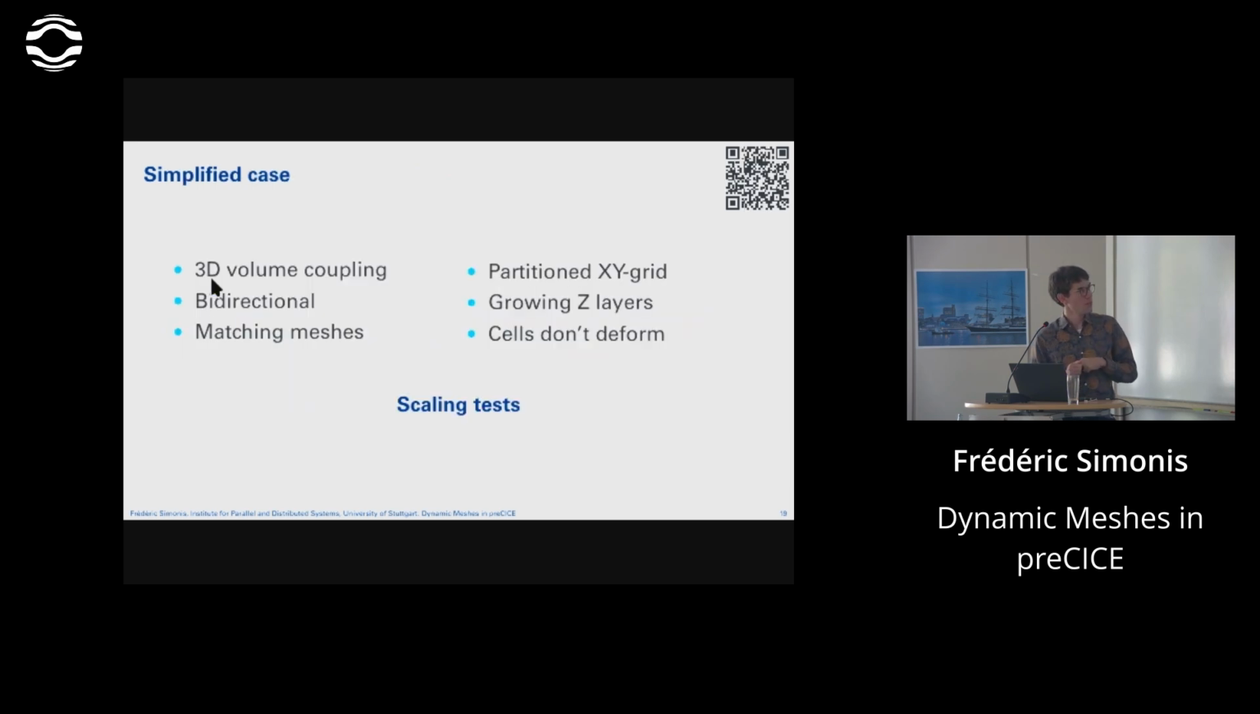Based on this, I have another toy example, which is actually very nice for scaling tests. So here we have an XY grid with a certain amount of cells, and we grow this in Z layers, so with time. Some additional simplifications are that cells don't deform and cells don't disappear. This is a purely growing case. And we have matching meshes with bidirectional data exchange here. This is also a 3D volume coupling case that gets really expensive over time. So this is actually a very nice study case.